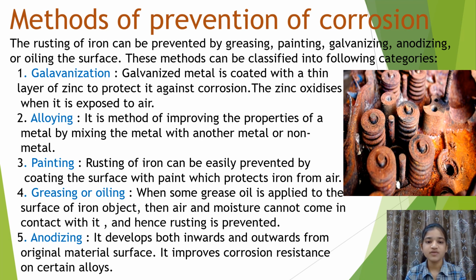Alloying. It is a method of improving the properties of metals by mixing the metal with another metal or non-metal. Painting. Rusting of iron can be easily prevented by coating the surface with paint which protects iron from air. Greasing or oiling. When some grease or oil is applied to the surface of an iron object, then air and moisture cannot come in contact with it and hence rusting is prevented. Anodizing. It develops both inwards and outwards from the original material surface and it improves the corrosion resistance on certain alloys.